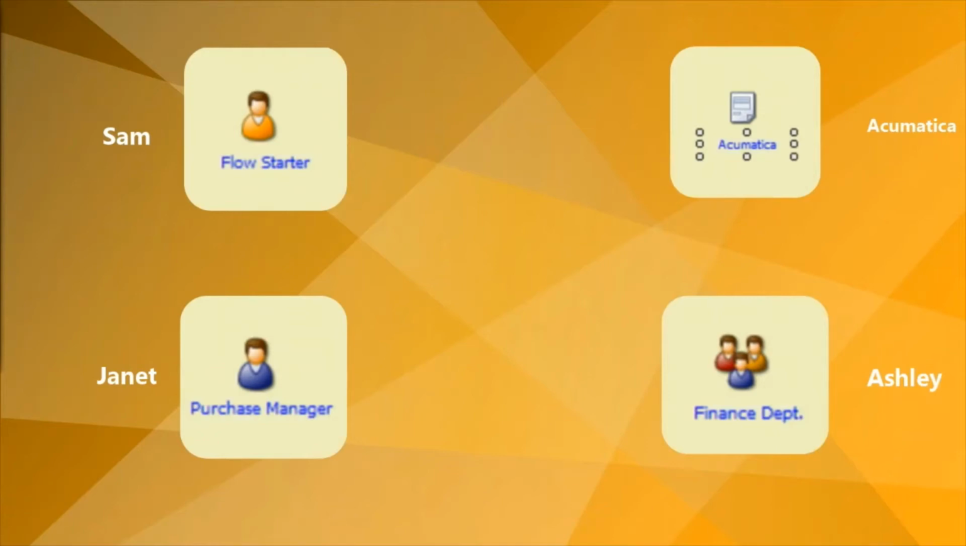Before we start, this is the flow of this solution. I, Sam, will be the form creator. Once I send out my form, the form will be sent to the purchase manager, who is named Janet. The form goes to Ashley from the finance department right after having Janet's approval. With the final approval from Ashley, the form will be sent back to me and get saved on Acumatica.